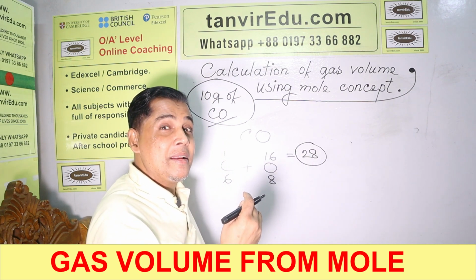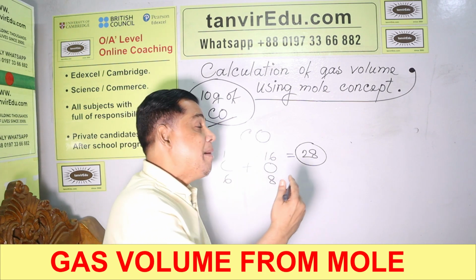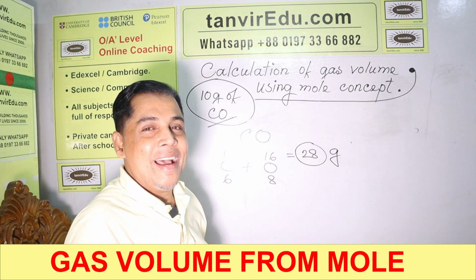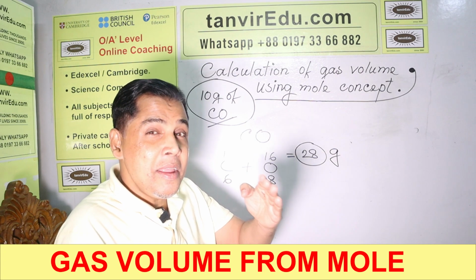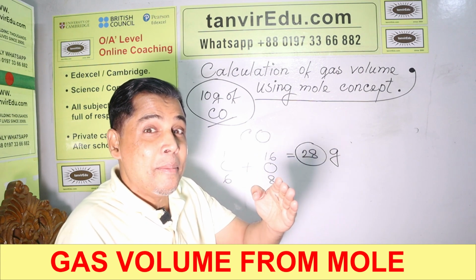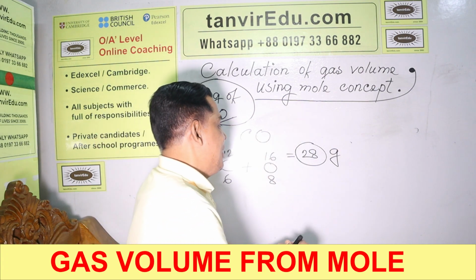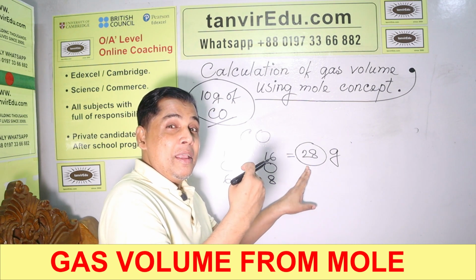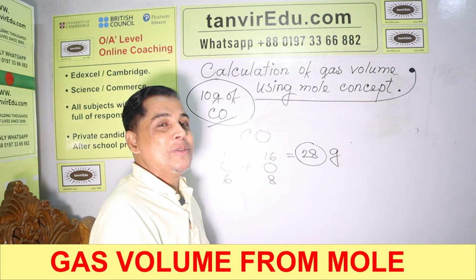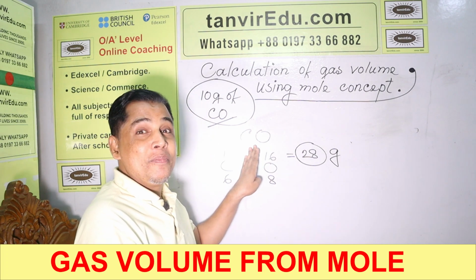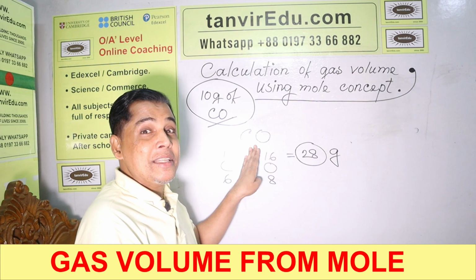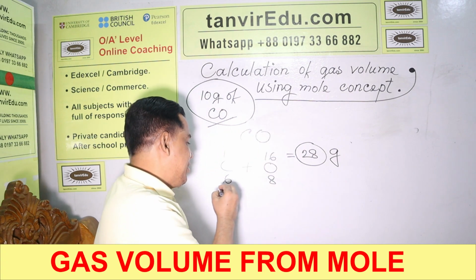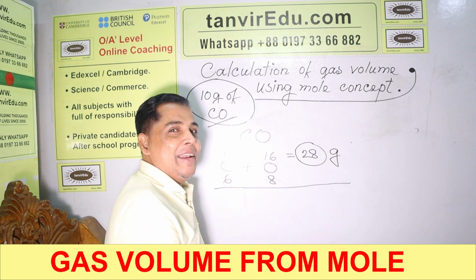This 28 has to be converted into gram. When you write gram, that is called moles. Please memorize: any mass number imagined in gram is called moles. Fine. So we have got moles of carbon monoxide is 28 gram. You have to believe this is the first part of our calculation.